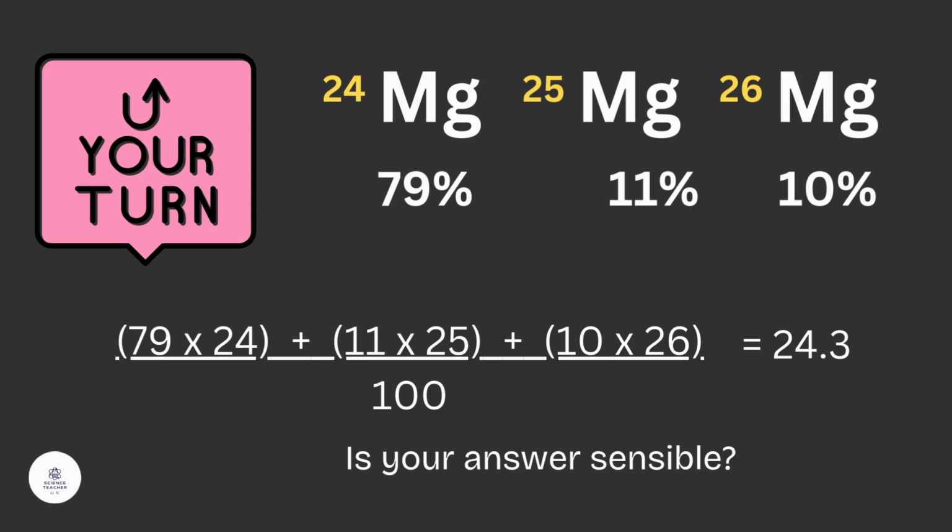Okay, so well done if you can now calculate relative atomic masses to 1 decimal place and decide whether your answer is sensible. Remember, you don't need to remember a definition, you just need to know how to calculate relative atomic mass.